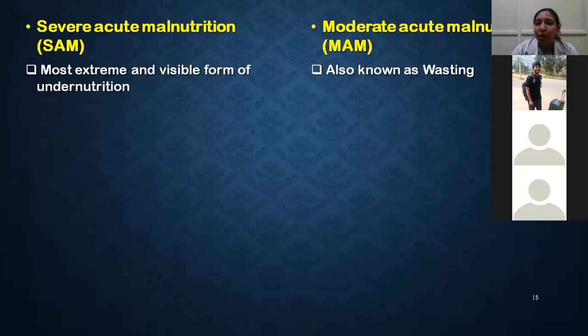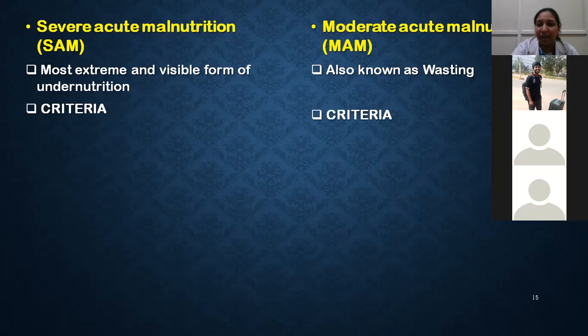Whereas moderate acute malnutrition is like wasting, like I told you before. Only the weight is affected, very little weight, but not like SAM. Less weight is affected. It's due to moderate acute malnutrition, so it also comes under the category of wasting.